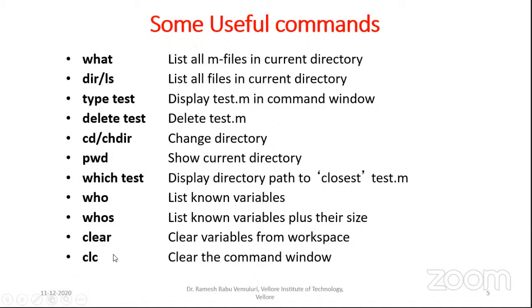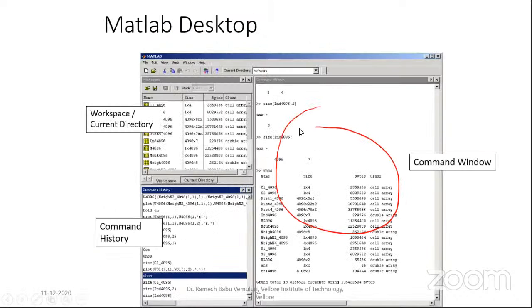So clear and clc will be used very often. clear will clear the workspace, so whatever is in the workspace will be cleared. But clc will clear the command window. Once we run some program, a lot of data will be available in the command window, so to clear that, normally we put clc.